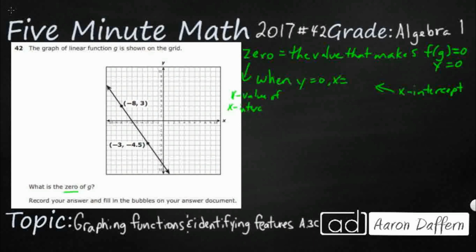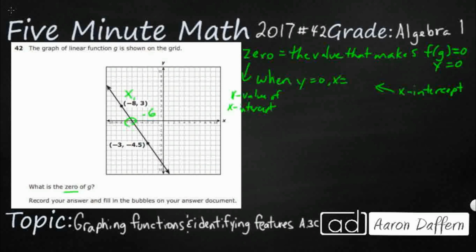So where is this line crossing the x-axis? It looks like it's -6, and I would feel kind of confident with that because visually it looks like -6 if it was a multiple choice. But since I'm going to have to bubble this in, let's go ahead and find the slope-intercept form of this real quick just to double check.